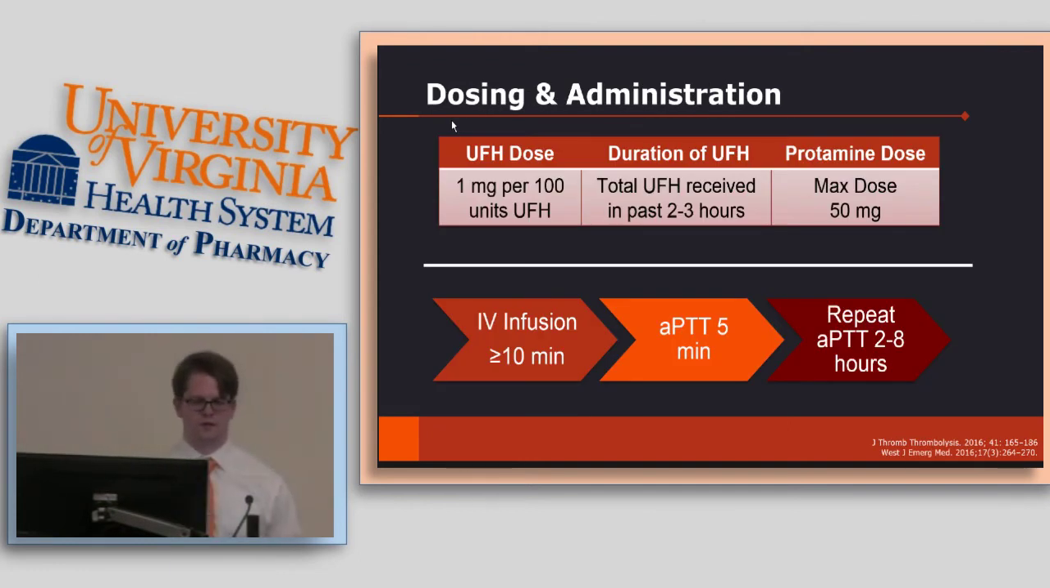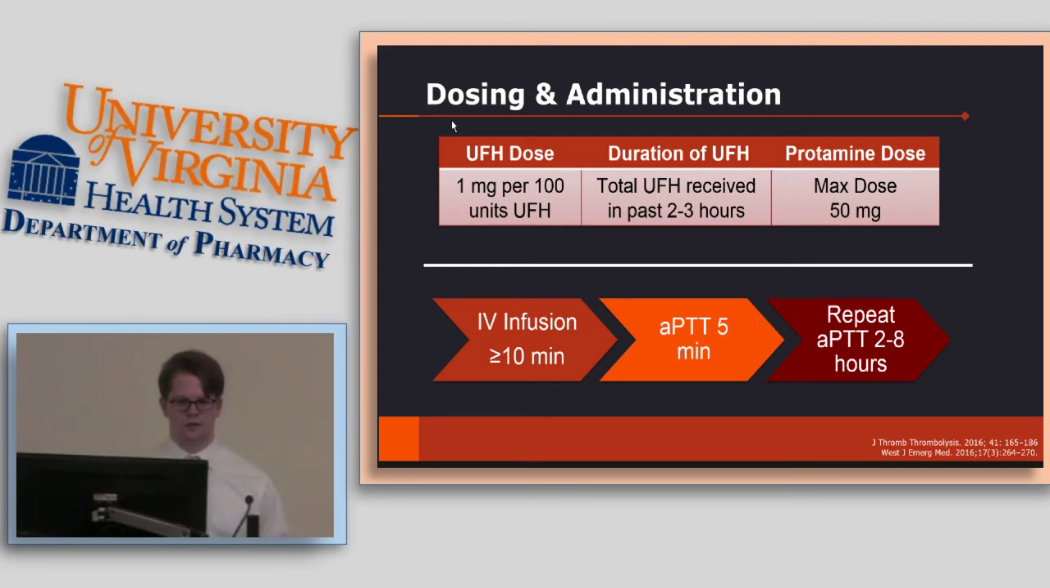Protamine is typically dosed at a ratio of 1 milligram per 100 units of heparin, and then considering the second part, the time component. So it's dosed for the heparin received in the past 2 to 3 hours, which is based off of a half-life of 60 to 90 minutes. So 2 half-lives is the duration that we're considering. And the maximum dose of protamine that may be administered is 50 milligrams.